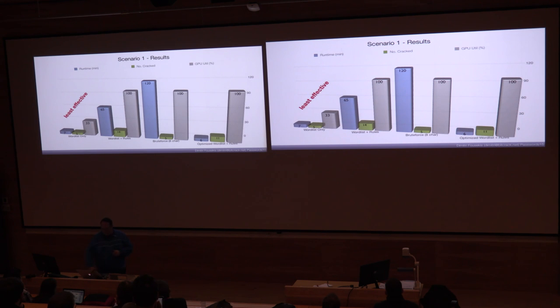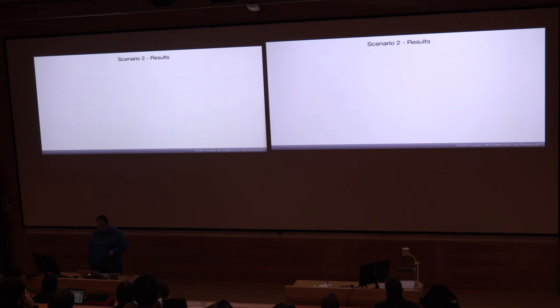So least effective was the word list only, okay? It should probably go to brute force, but the brute force did keep our GPUs busy, so the least effective was the word list only. And the most effective, in line with keeping GPUs busy, lowest time and most passwords we could get in that scenario, was using an optimized word list plus rules.